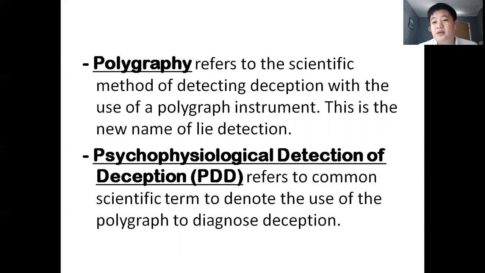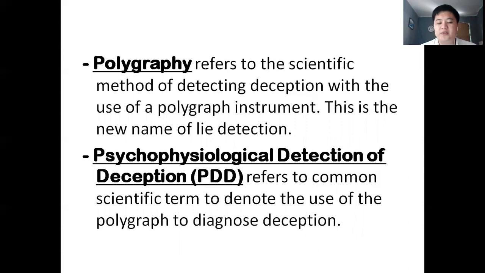Going back to polygraphy, the etymology of the word polygraphy came from the Greek words poly and graphos, where poly means many and graphos means writing. So it is literally translated as many writings. But take note, we can call the science of detecting deception using a polygraph as polygraphy, but according to some polygraphists, it is more accurate to call it the psychophysiological detection of deception rather than polygraphy.